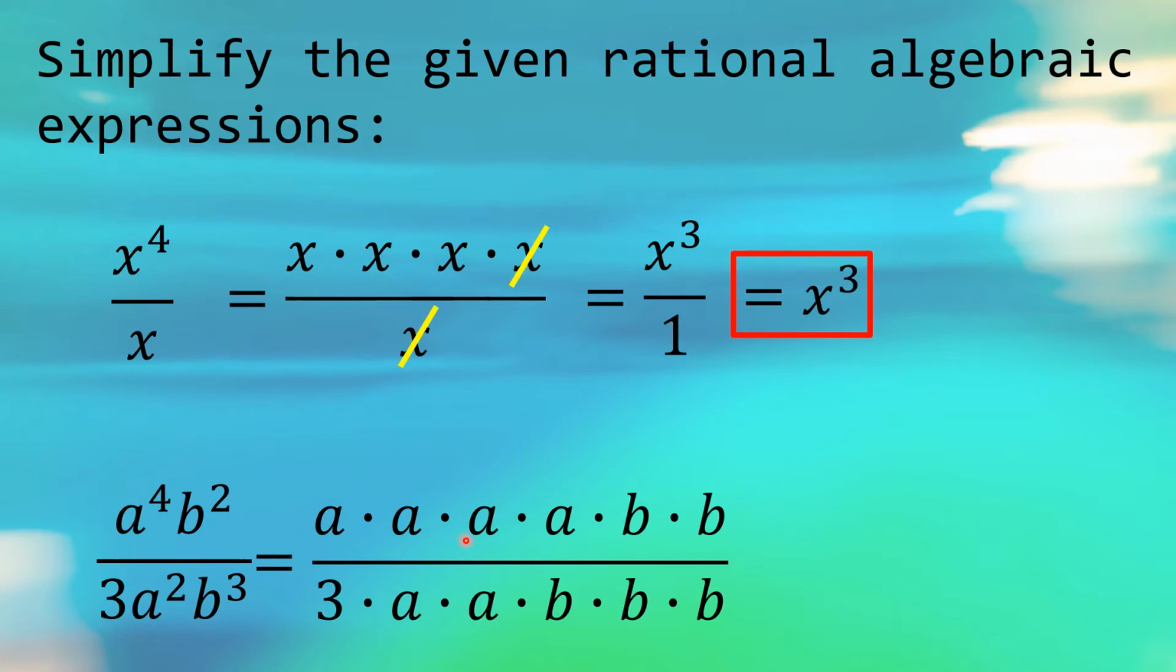So ganito yung kalalabasan niya: a times a times a times a times b times b. Again, 4 na beses yung a dahil 4 ang exponent dito, and then dalawang beses ang b dahil 2 ang exponent ng b sa numerator. And then sulat lang natin sa denominator yung 3 na constant, dalawang beses ang a, and then 3 beses yung b. Ngayon, kapag na-expand na natin, proceed tayo sa cancelling, or ipapares natin yung magkatulad na variable or constant sa numerator at denominator.